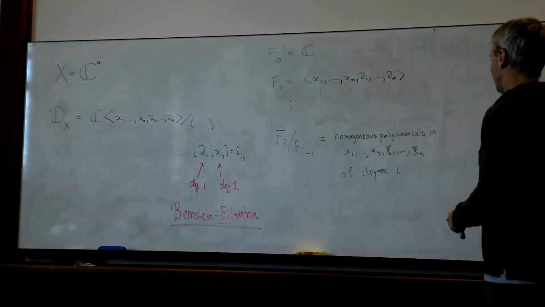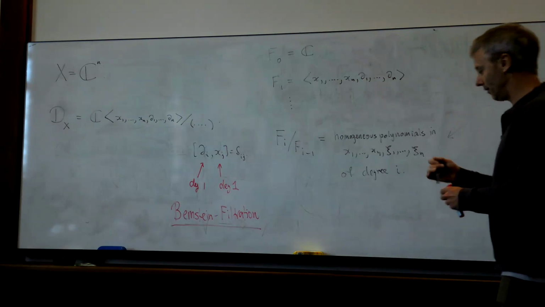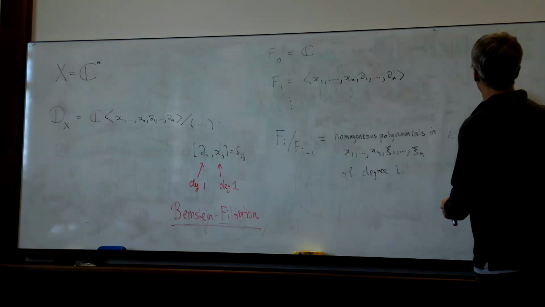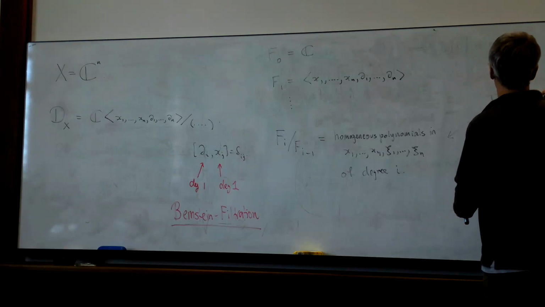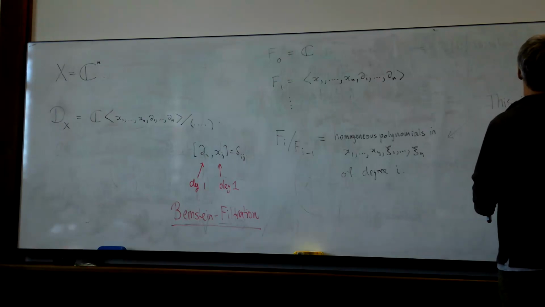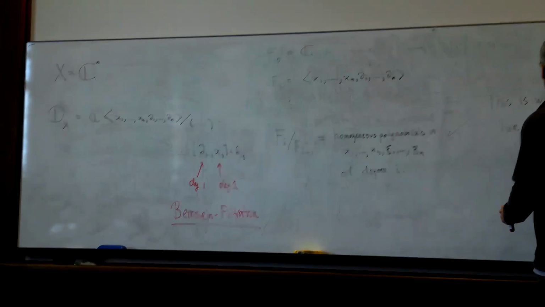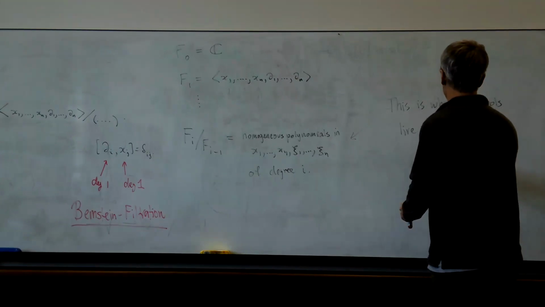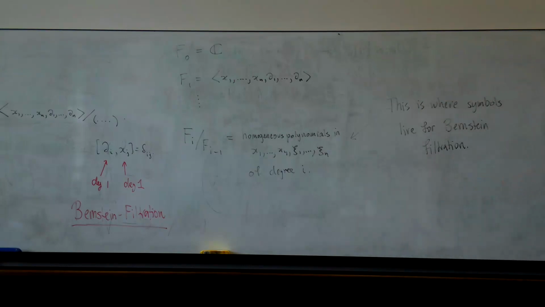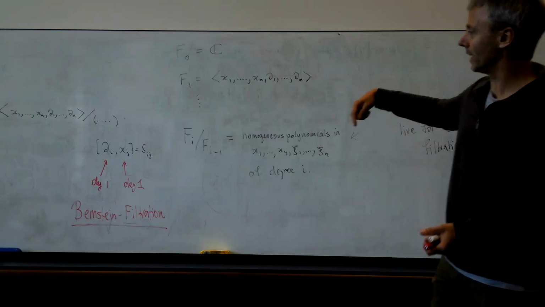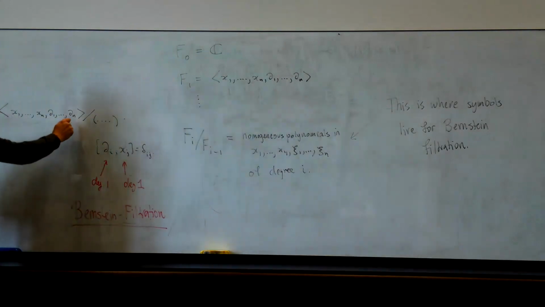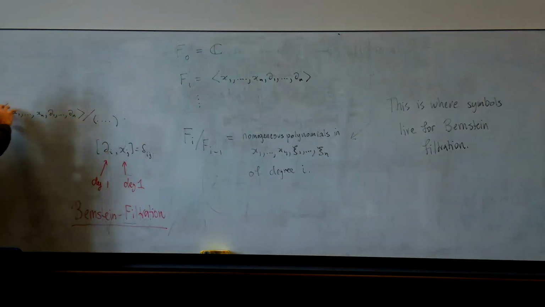And so now this is where symbols live, for Bernstein filtration. Okay, so before, in the good old days, when we took normal good filtrations, a symbol is something that's homogeneous in the psi's. It can be anything in the x's. Here we have something that's homogeneous in everything.